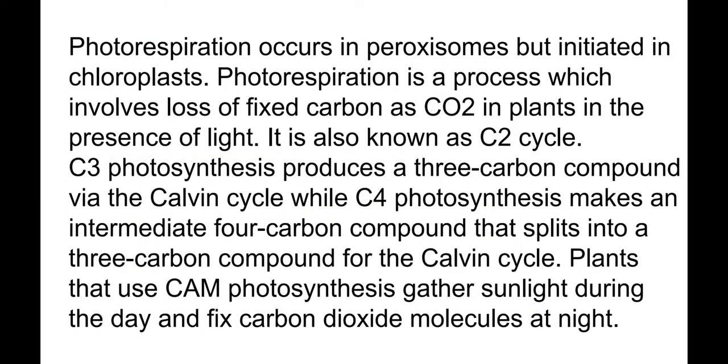Okay, C2. But C3 photosynthesis produces a 3-carbon compound in the Calvin cycle, and C4 photosynthesis makes an intermediate 4-carbon compound, which is malic acid, and then this malic acid splits into a 3-carbon compound for the Calvin cycle. This is the way to store our CO2, so that a high concentration of CO2 can be worked with, and it is not much disturbed by a high concentration of oxygen.